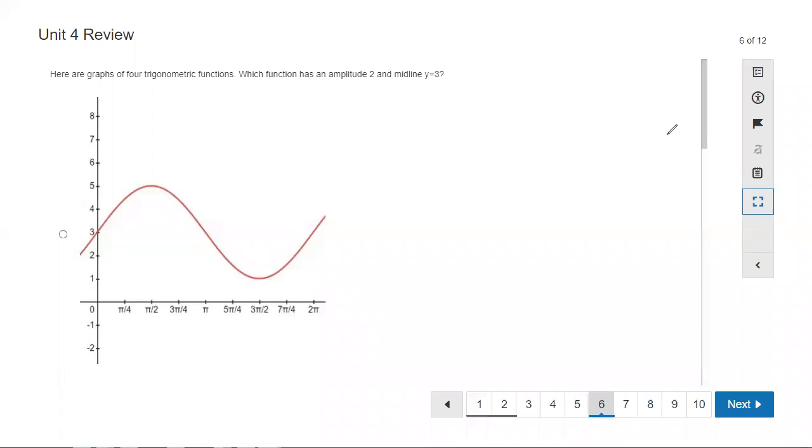On these types of problems, we are looking at trigonometric function graphs and determining which graph matches the midline and amplitude given. So on this first problem here, we look at the first graph and I'm just going to kind of test it out. We've got a max at 5 and a minimum at 1.